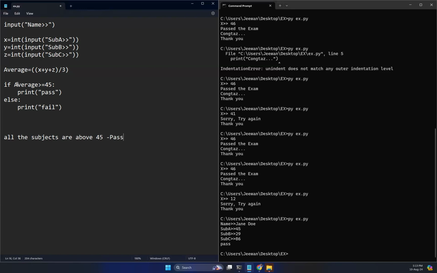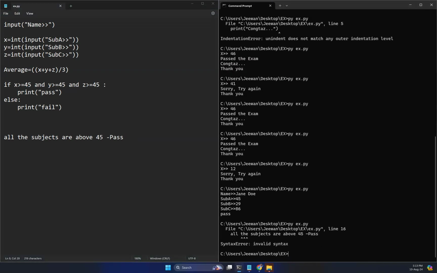Now I want to make sure all the subjects are passed. Therefore, what do I have to check? x is greater than or equal to 45, and y is greater than or equal to 45, and c is greater than or equal to 45. Because if all subjects are above 45, then only I am going to say pass, otherwise fail, right? Okay, now this is right.